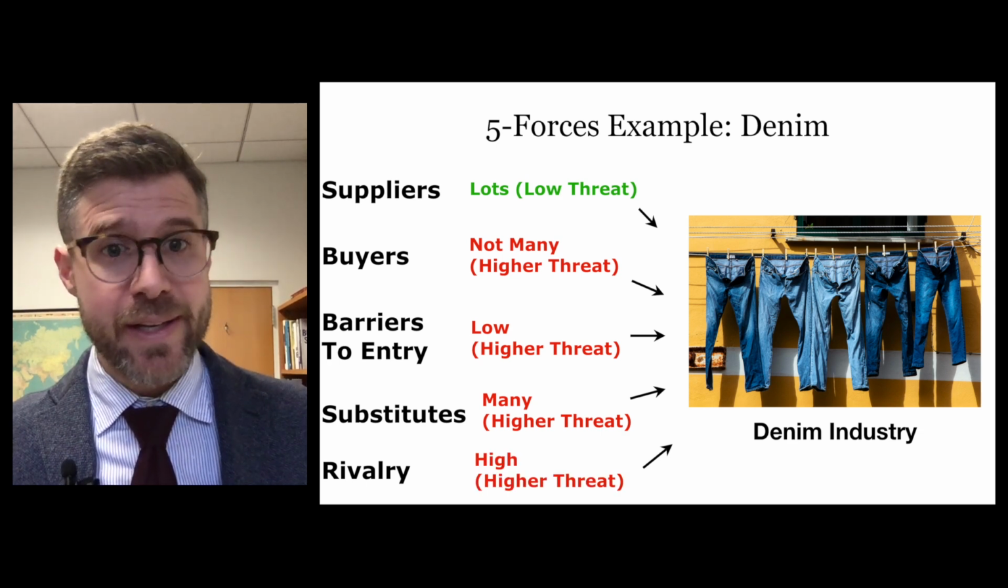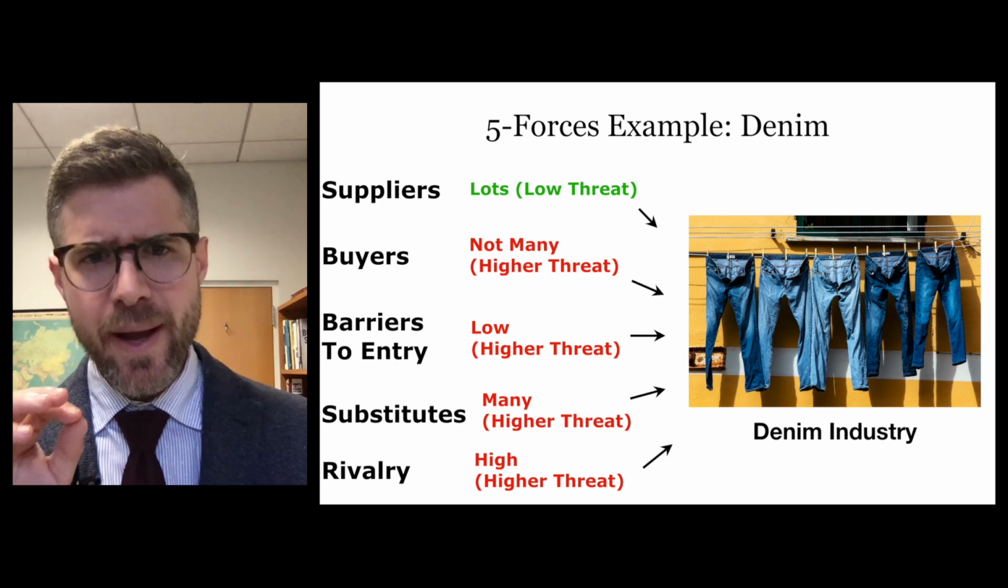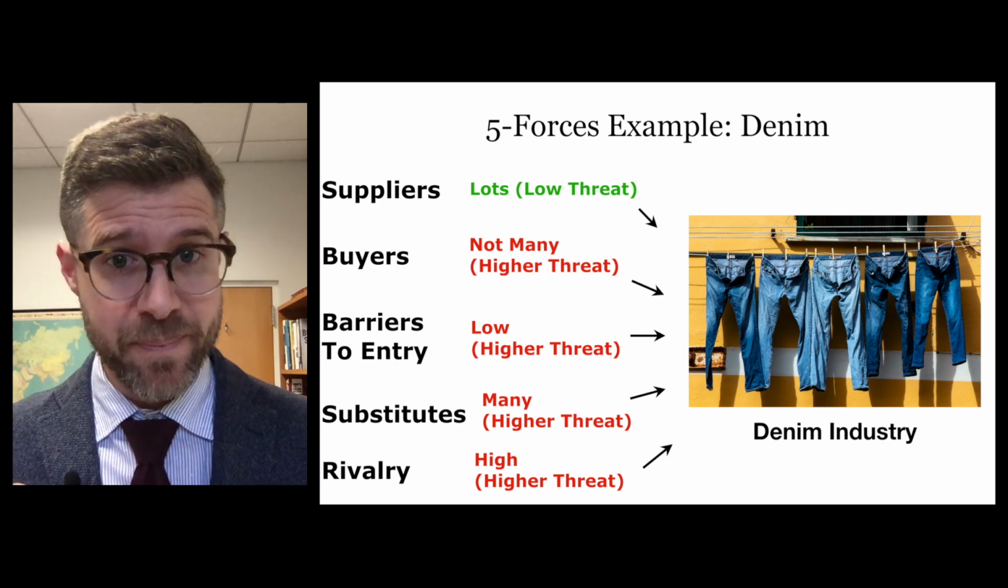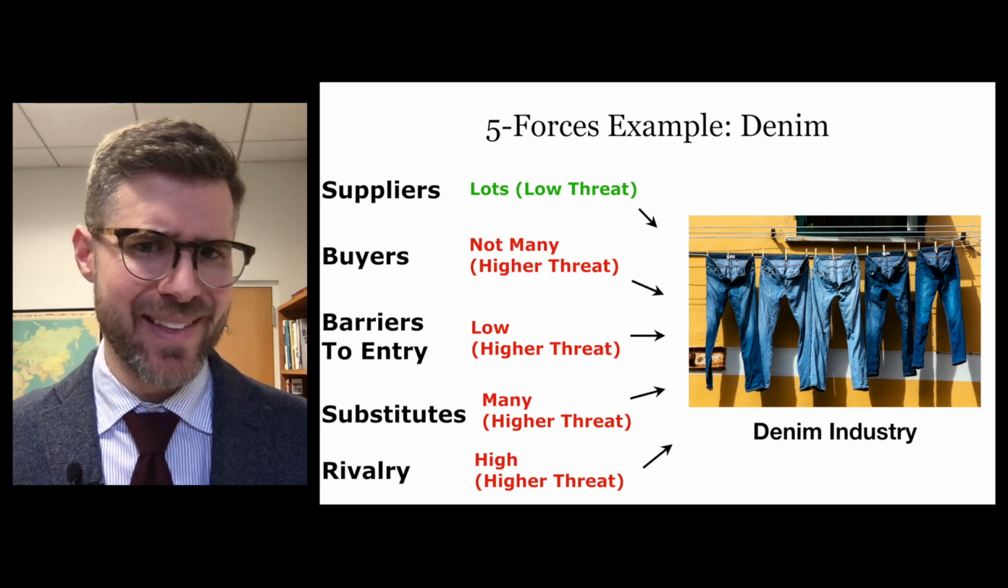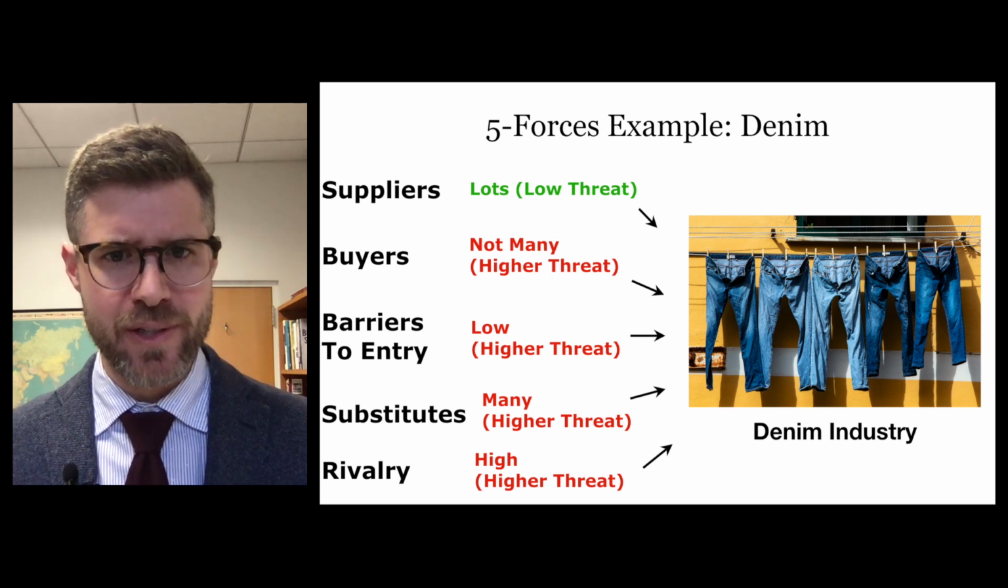All in all, if we look at each of the 5 forces, only supplier threat is favorable to a potential entrant. All 4 of the other forces suggest a higher threat to profits, indicating that denim may not be such a good industry to enter.